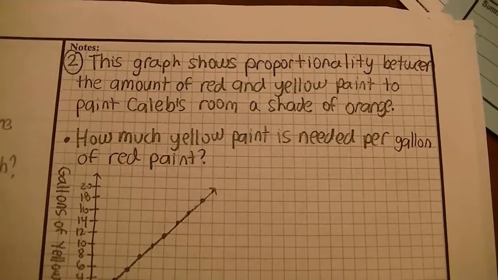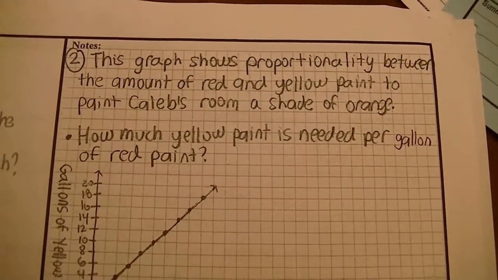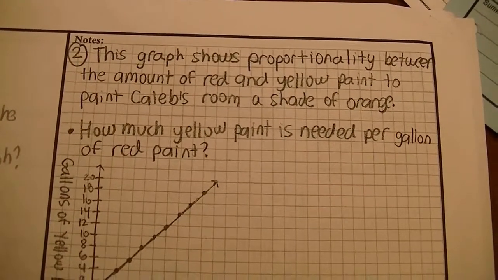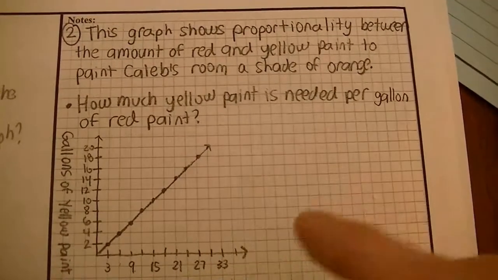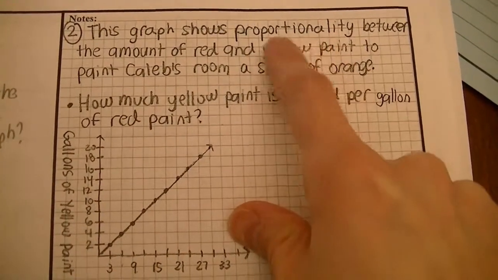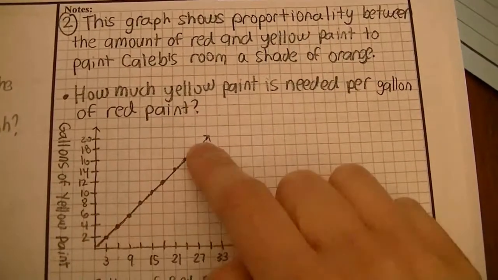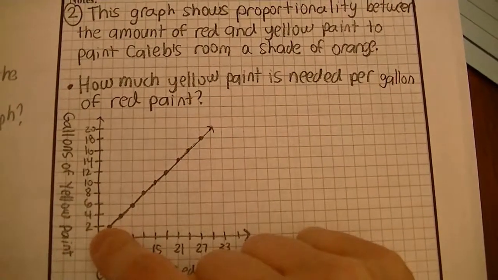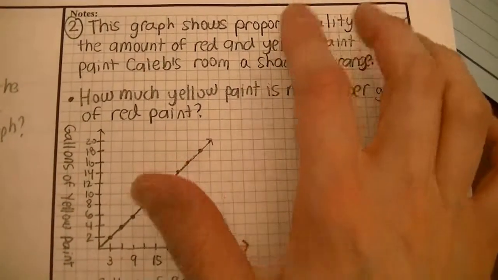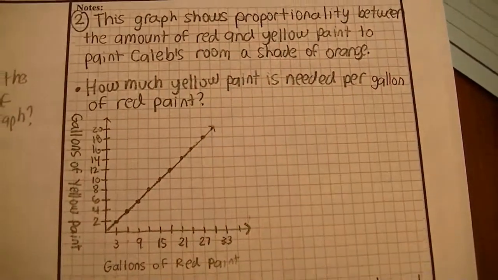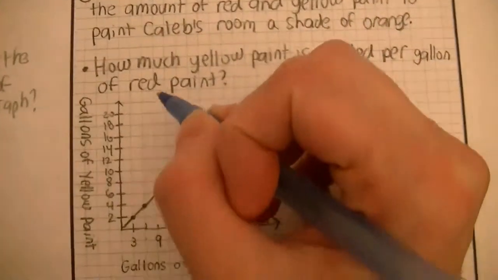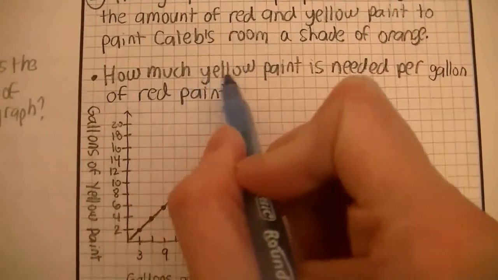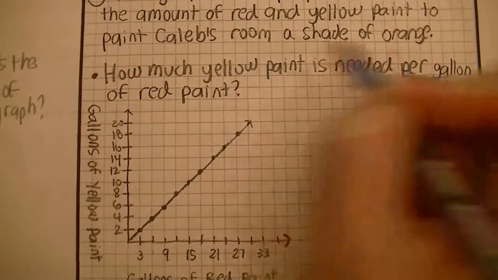This graph shows proportionality between the amount of red and yellow paint to paint Caleb's room a shade of orange. How much yellow paint is needed per gallon of red paint? So I know that this is a proportional graph not only because it tells us, but because it's linear and it passes through the origin. When a graph is linear and passes through the origin, that would show a proportional relationship between y and x. Okay? So this question right here is kind of implying that we need to find the unit rate, because it says how much yellow paint is needed per gallon of red paint.